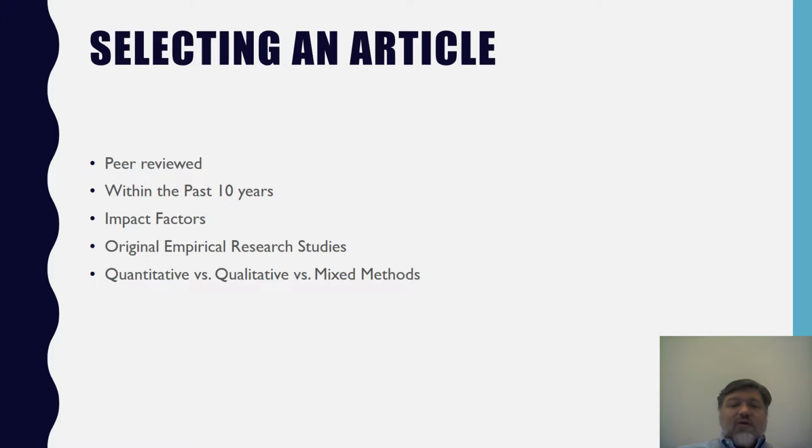As many of you know at this point in your doctoral program, for the dissertation, you'll be writing a 5-chapter dissertation. Chapter 1 is the introduction, Chapter 2 is the literature review, Chapter 3 is the methods, Chapter 4 is the results or the findings, and Chapter 5 is the conclusion.